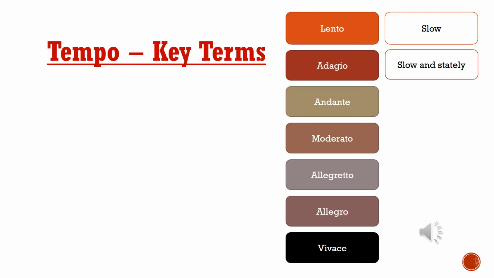Our next key tempo term is adagio, which means slow and stately. So it's still slow, but it's also quite impressive and sounds quite grand. And here's an example of a piece of music that's adagio.